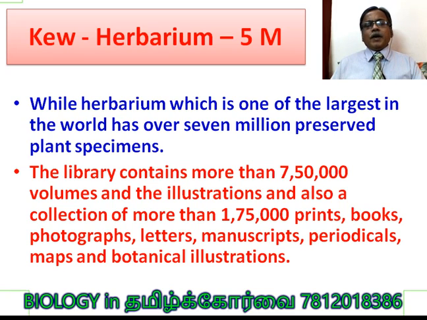The library contains more than 750,000 volumes and illustrations. It means illustrations of plants, pictures, and also a collection of more than 175,000 prints, books, photographs, letters, manuscripts, periodicals, maps, and botanical illustrations. So all these are available where? In the Royal Botanical Garden, Kew, England.